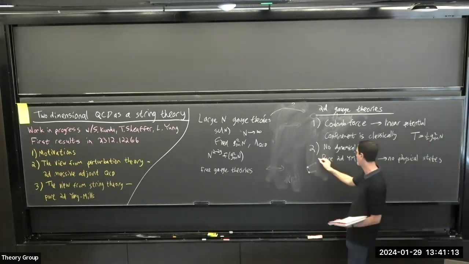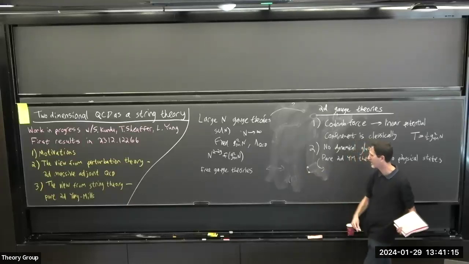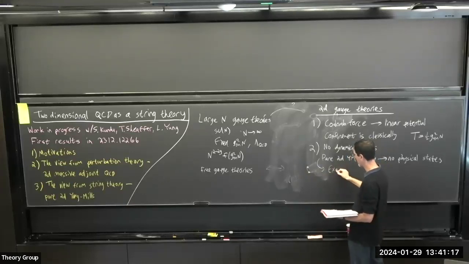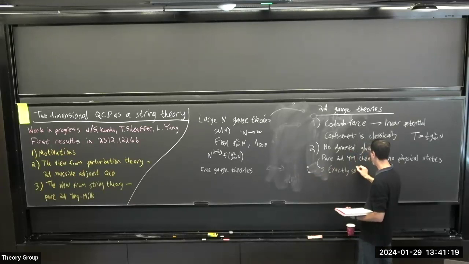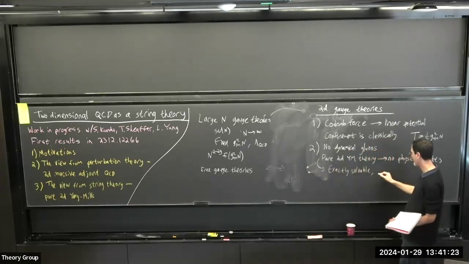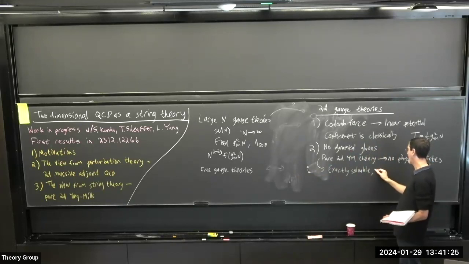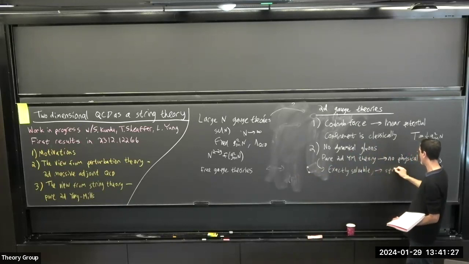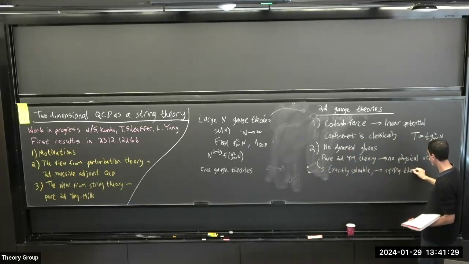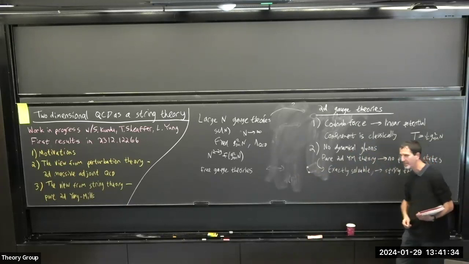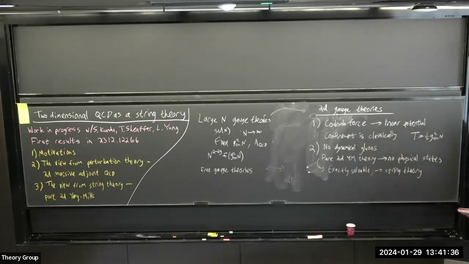And in fact, the pure two-dimensional Yang-Mills theory, as I'll remind you in the third part of the talk, is exactly solvable. And moreover, its solution can be recast in the large N limit as a string theory. And this was in principle done already by Gross and Taylor more than 30 years ago.